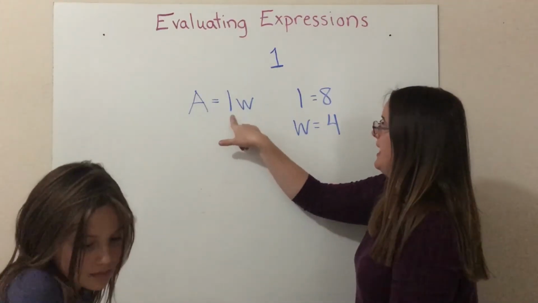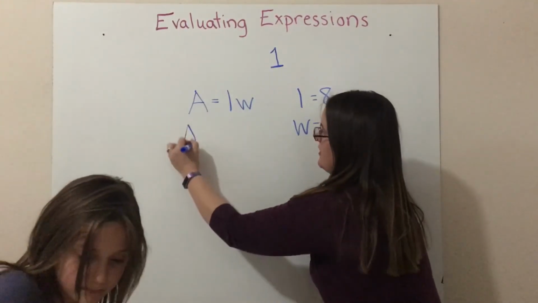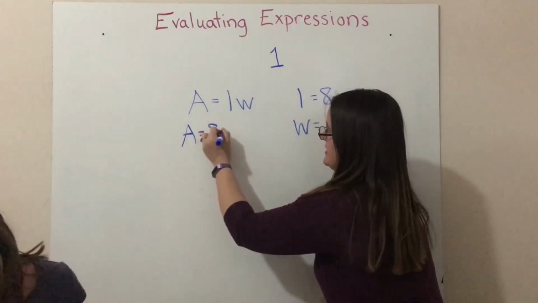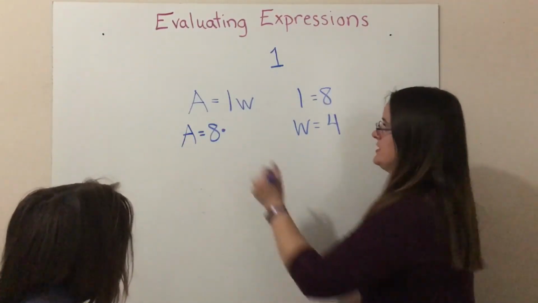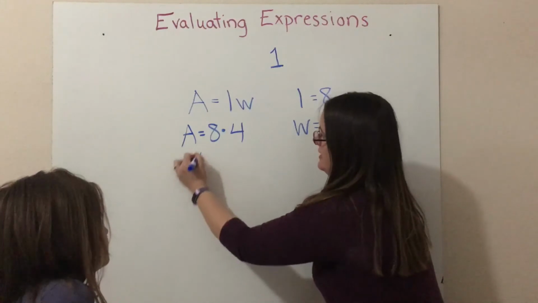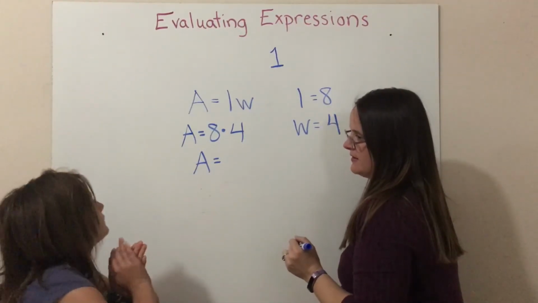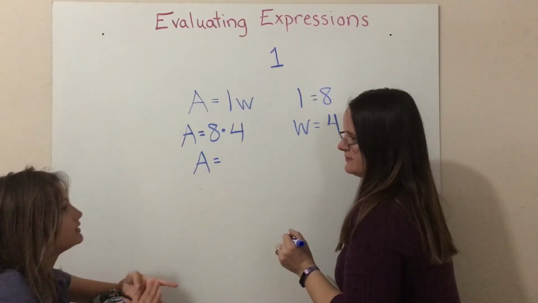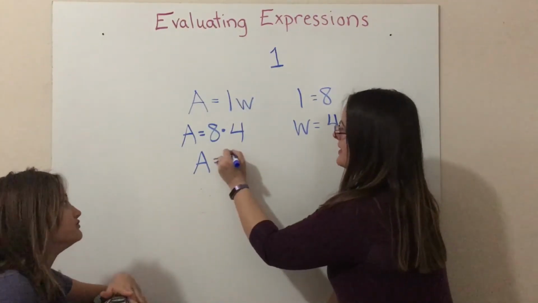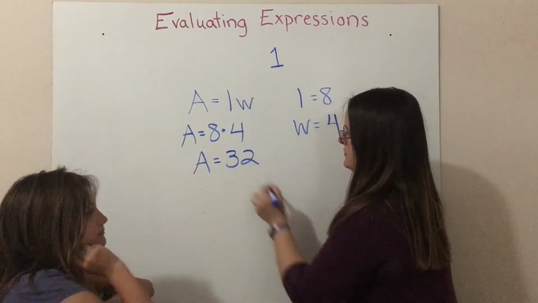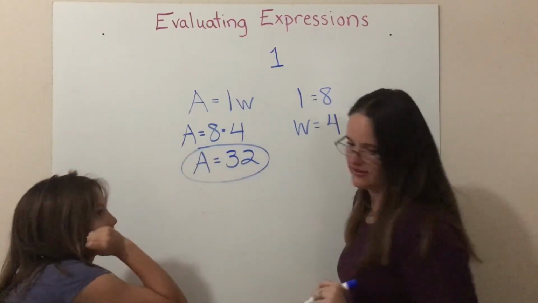We know that L is equal to 8, so I have A equals 8 times W, which is equal to 4. And Nyla, what is 8 times 4? 8 times 4 is 32. There's our final answer.